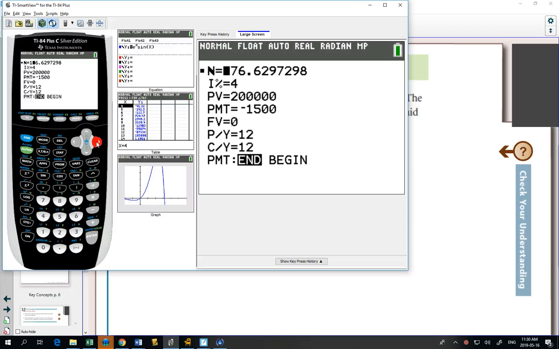How much did the house cost you? 176.63, I'll do it, times 1,500, because those were your payments. You gave the bank an extra $65,000. That's a lot of money. Knowing interest rates can be huge.